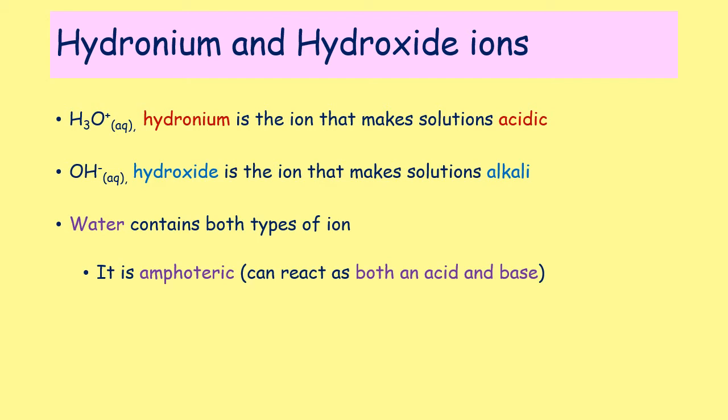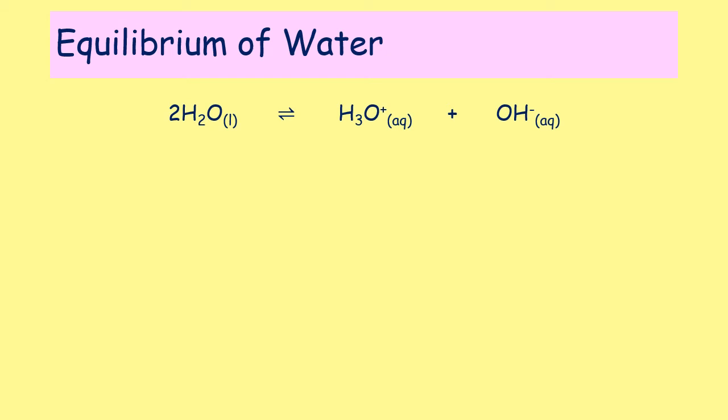Another example is aluminium hydroxide. That's another amphoteric compound. But water can behave as an acid and an alkali. Now we're going to look at the equilibrium of water because, in the previous lesson, we learned how to set up equilibrium expressions and work out equilibrium constants. So we're going to write an equilibrium expression for the dissociation, or the ionization, of water.